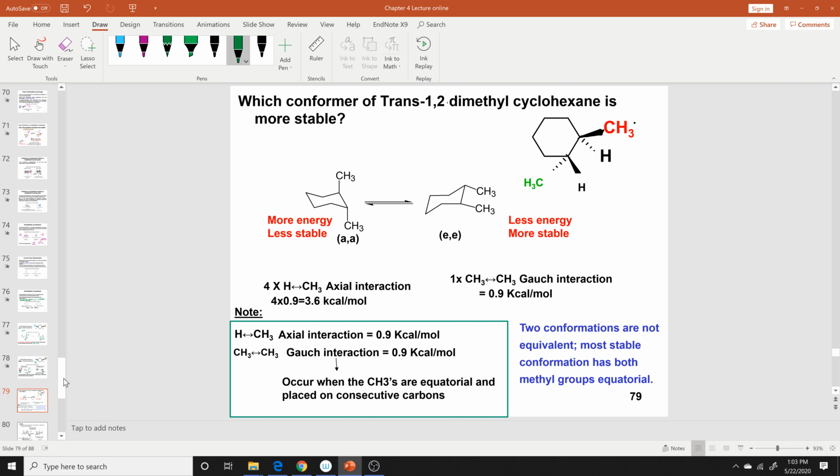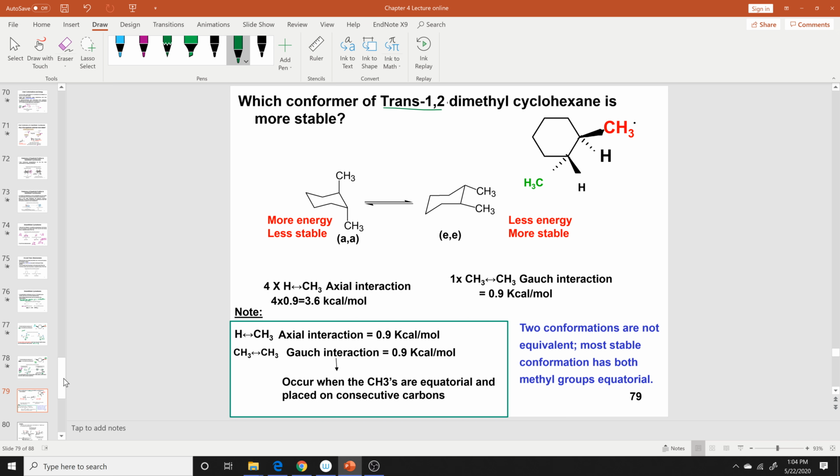This is another example, trans. Now here I'm specifying trans-1,2-dimethylcyclohexane, and I am asking you to find out which conformer of the trans is going to be the most stable. Again, the most stable conformer is the one that has the CH3s on the equatorial position. So change this into a chair conformation.